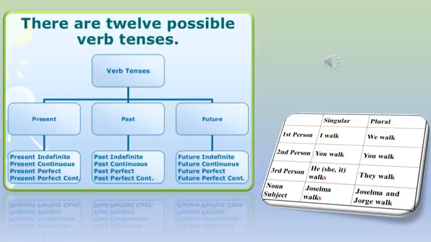These four aspects are simple or indefinite, second one is continuous, and the third one is perfect, and the last one is perfect continuous. In this way, we get total possibilities of total tenses, means 3 into 4. Let us understand more about each of these group of tenses.